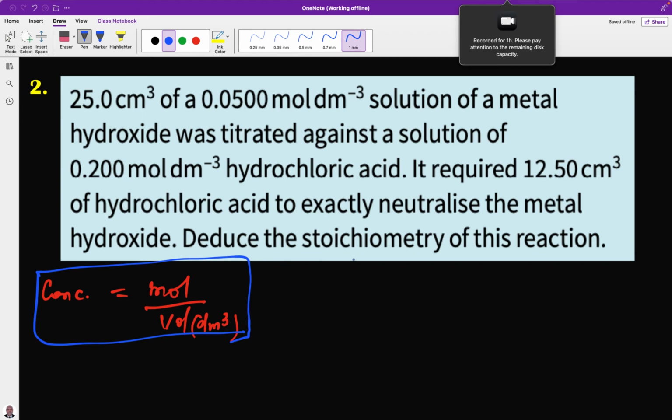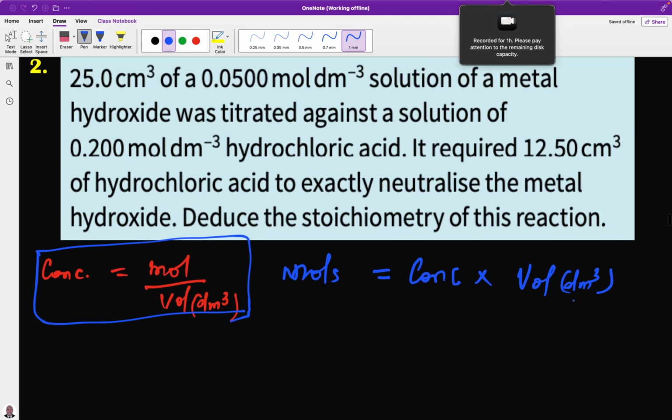And in this case, if we arrange this very well, our number of moles will be concentration times the volume, times the volume in dm³.